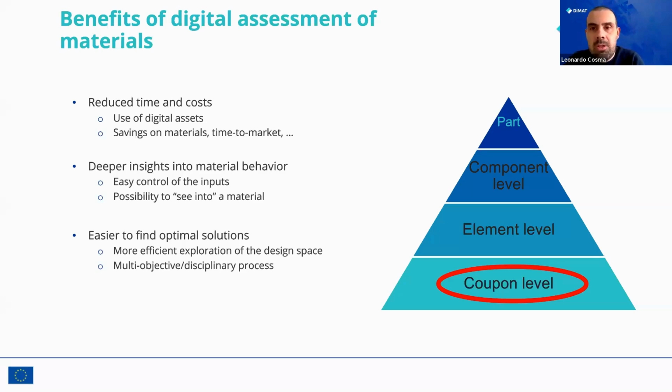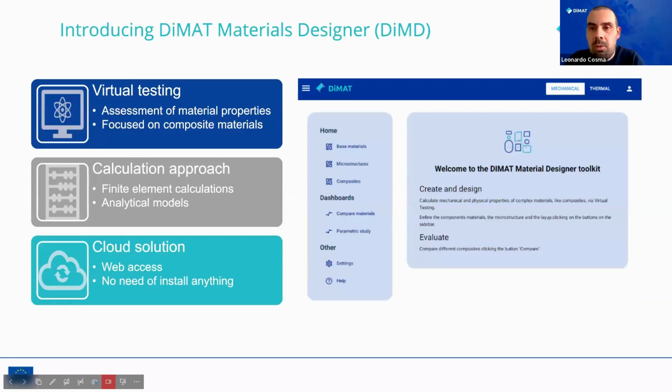The use of numerical calculation has been originally applied to the upper levels of the pyramid that you can see on the right, to understand the mechanical behavior of parts or their components and simple elements. The use of tools like the DigiMat Material Designer is equivalent to extending this approach to the base level, the coupon level, where the calculations involve just small specimens of material and the outputs that we're looking for are the material properties.